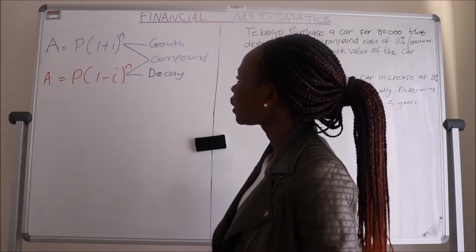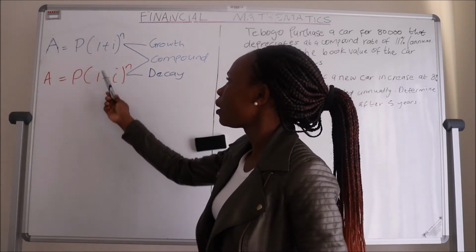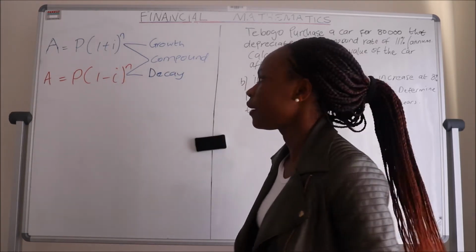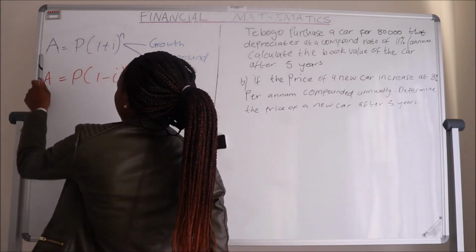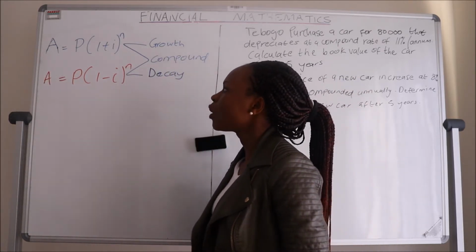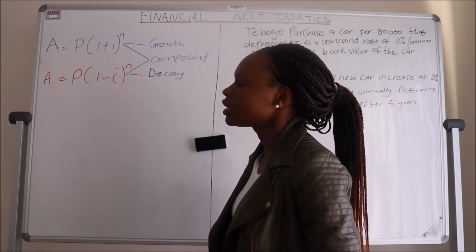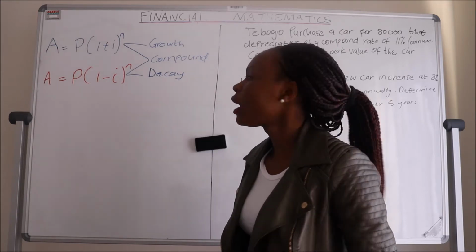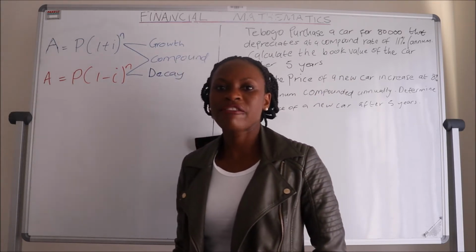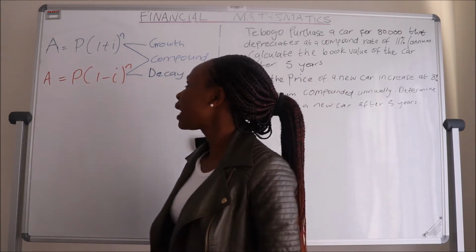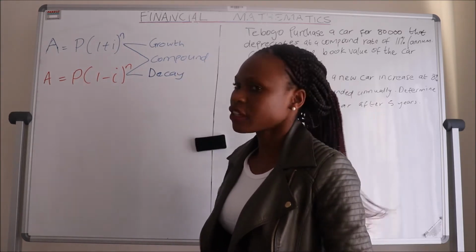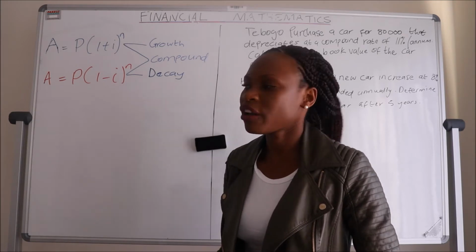The difference between the two equations is just the plus and the minus. This one is for the growth and this one is for the decay. The A here, the first parameter, for both equations stands for the final amount, and P for both equations is the principal or initial amount, and i is the interest rate, which you have to divide by 100 and have as a decimal, and n is the period or the time for the investment or whatever purchase that you have made.